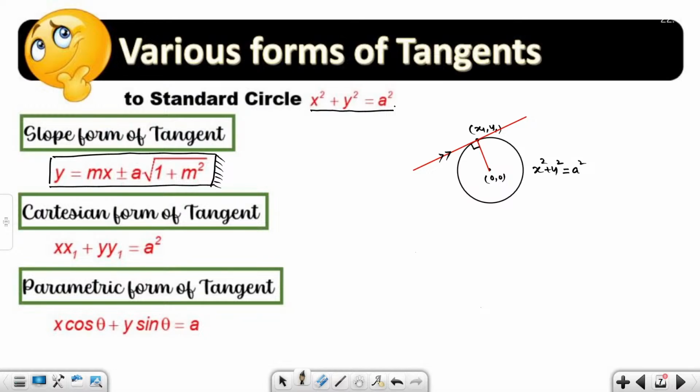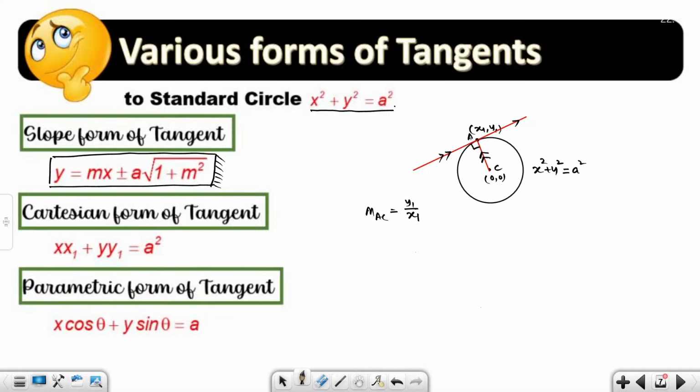That's it. So I know that this tangent is passing through the point (x1, y1). This we know. The only thing that we don't know is the slope of this line. So to find out the slope, let me find out the slope of AC. By the two-point form, it's y1 over x1.